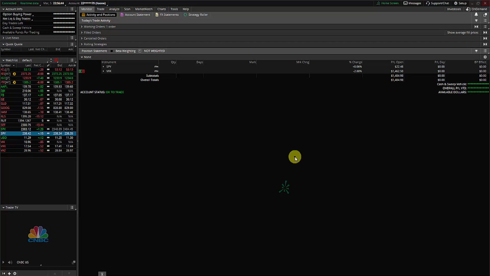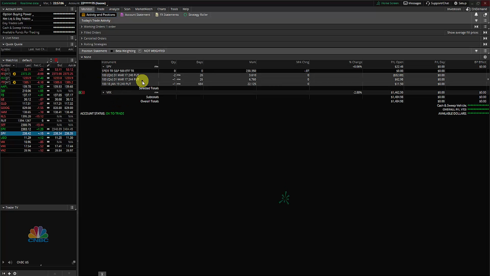In today's video, I just want to show you one of the ratio spreads that I've done just a couple of days ago when I was creating this course. I've done the ratio spread on the SPY, on a quarterly option. I buy one contract of the 244 put and I sell two contracts of the 240 put.